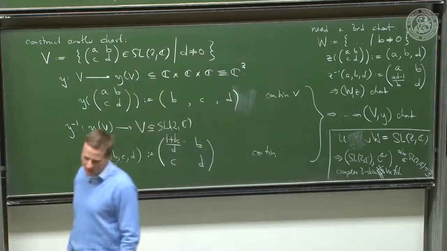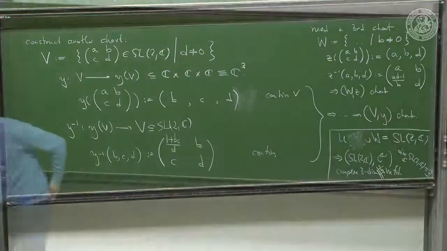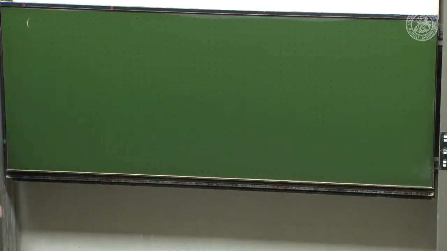Okay, so we have a complex three-dimensional manifold. So it's a topological manifold. If we want to see it's a Lie group, we need to check it's a smooth manifold. How do we do that? So what step is this? Step number?